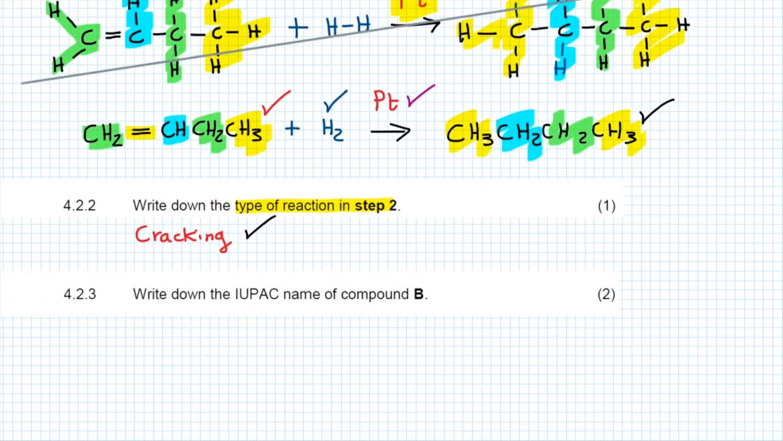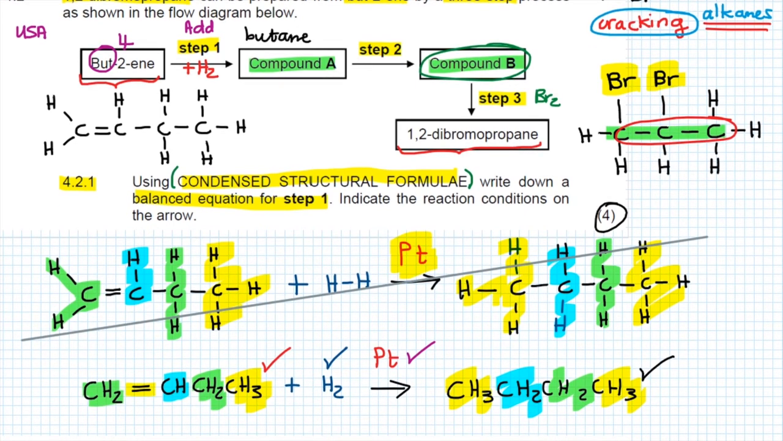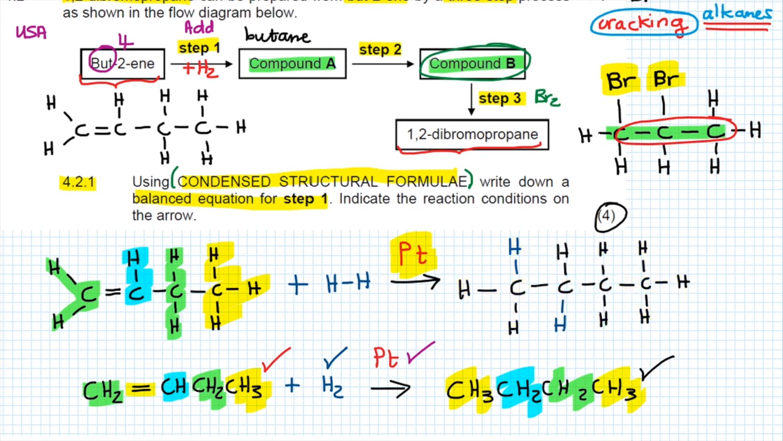Now question 4.2.3 says write down the IUPAC name of compound B. As mentioned, we're going to place butane through a cracking process. When it is cracked, so I'm going to go back to these formulae that we drew out. When this compound is cracked, we need to form propene. So what is going to happen is it will be cracked at this point.